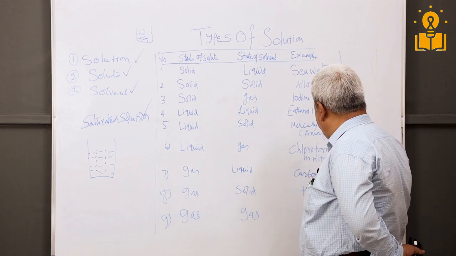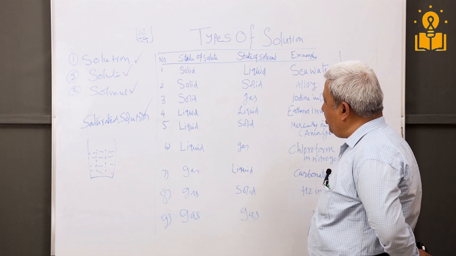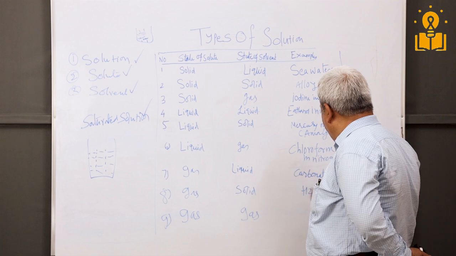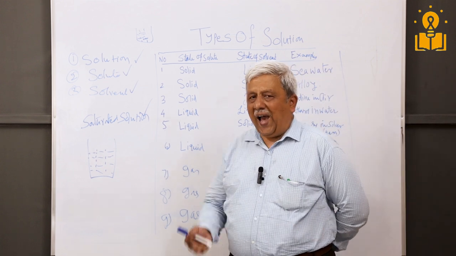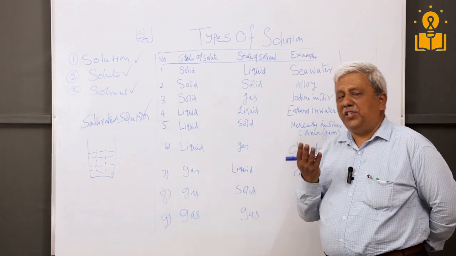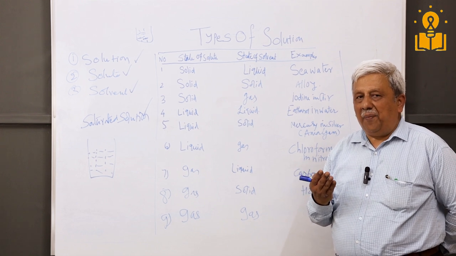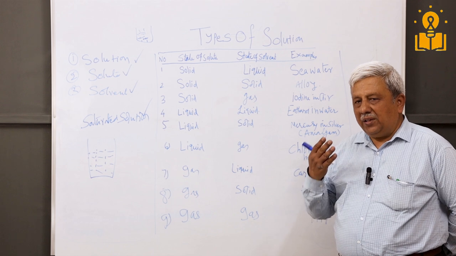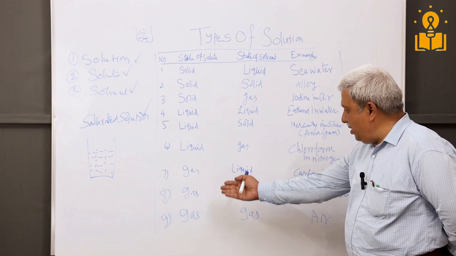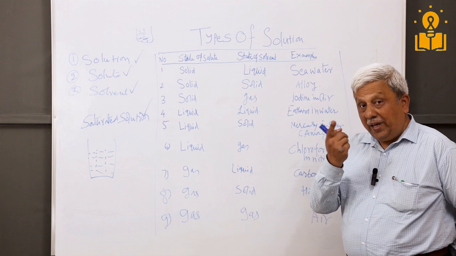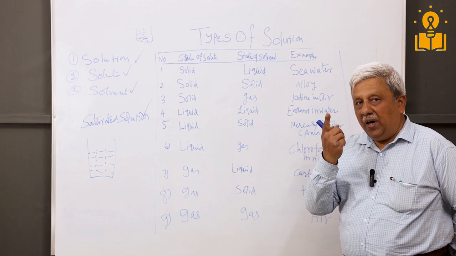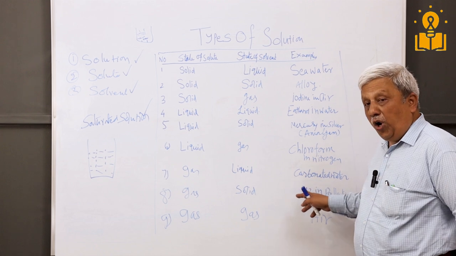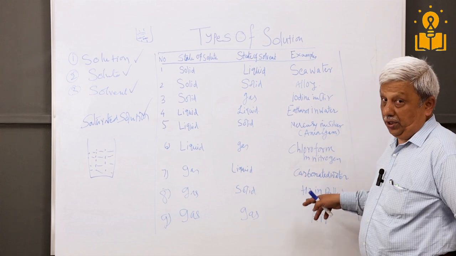Now next is gas in liquid, where gas is the solute and liquid is the solvent. Example, carbonated water. I think carbonated water is familiar to all of you. All of you are very familiar with Lays, Pepsi, Coca-Cola, Thums Up, all that. But don't write this in the example in the exam, that Lays, Pepsi. No. What you have to write is carbonated water.